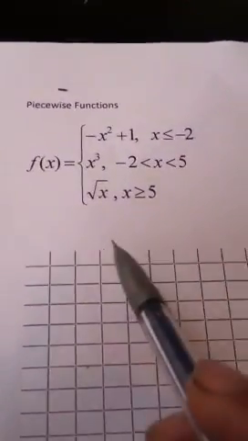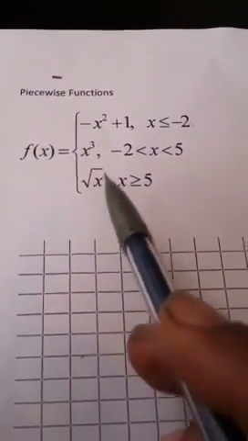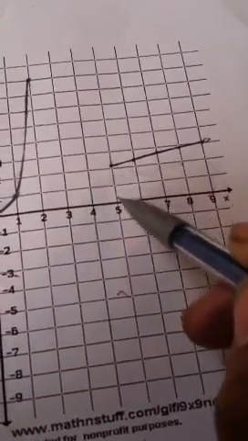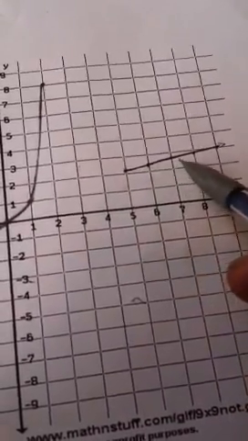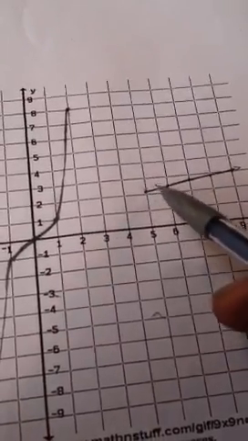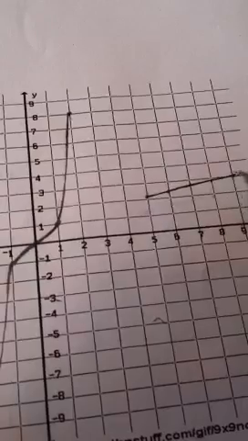My last function states that when x is greater than or equal to 5, the function will be the square root of x. And for the values between 5 and 8, they're all numbers between 2 and 3, which are just decimals. So it's just going to curve slightly upward like that until it reaches 9, where it hits 3. And it's going to keep going towards x to infinity.